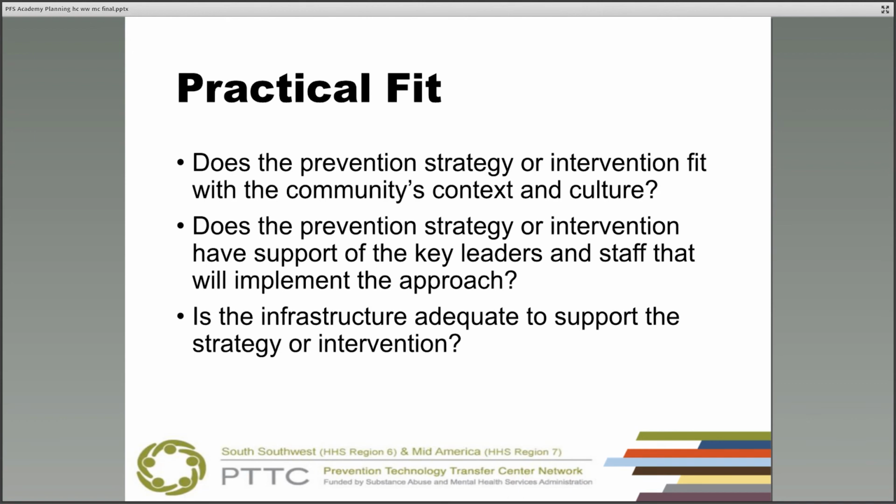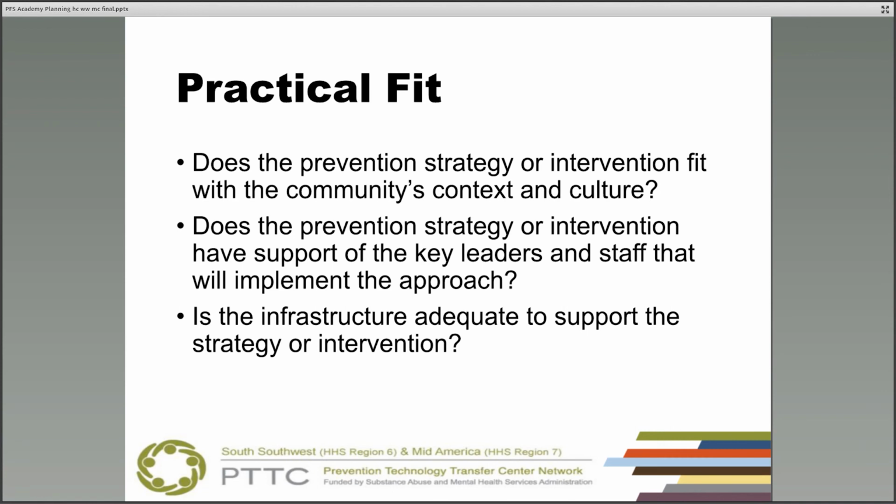Is the infrastructure adequate to support the strategy or intervention? And again, this becomes something very, very critical. You're looking back somewhat at your capacity step when you think about this, and you're looking at all of the components of your infrastructure that are going to be needed to be able to implement this.